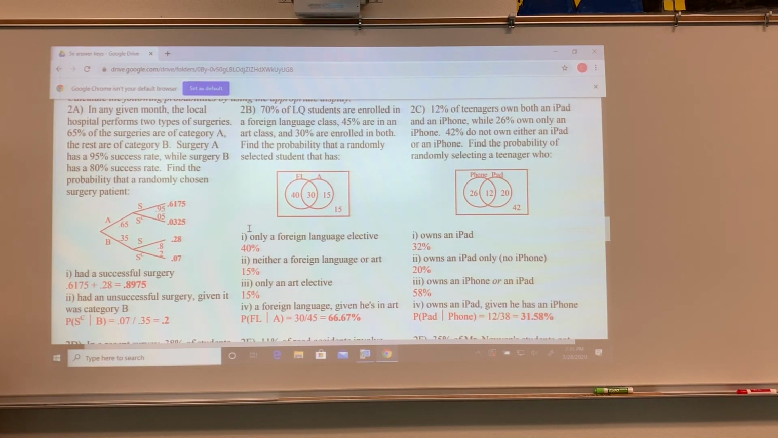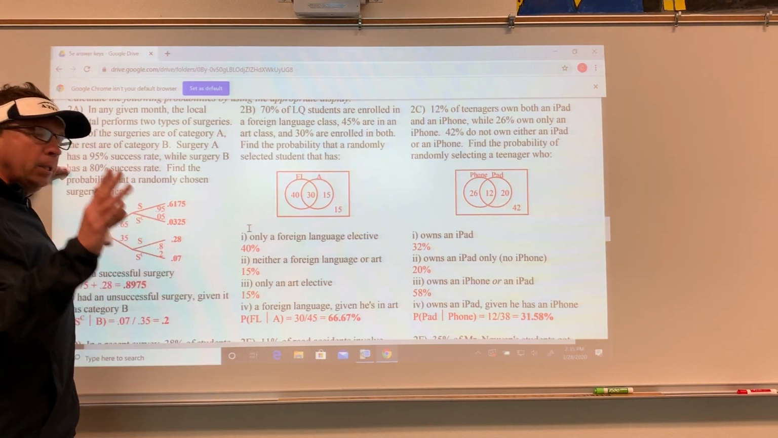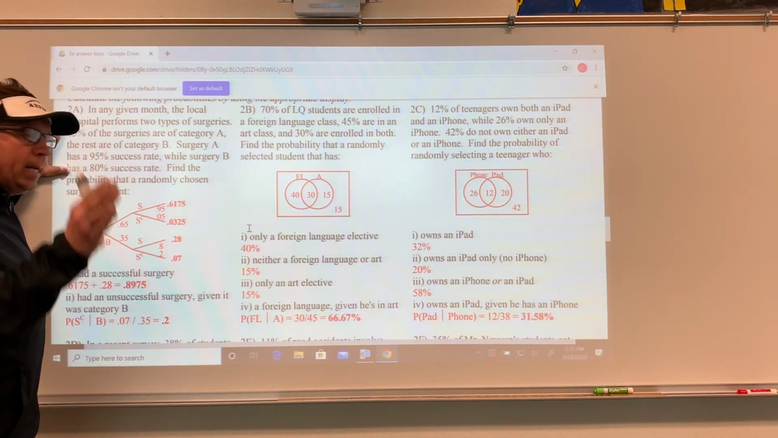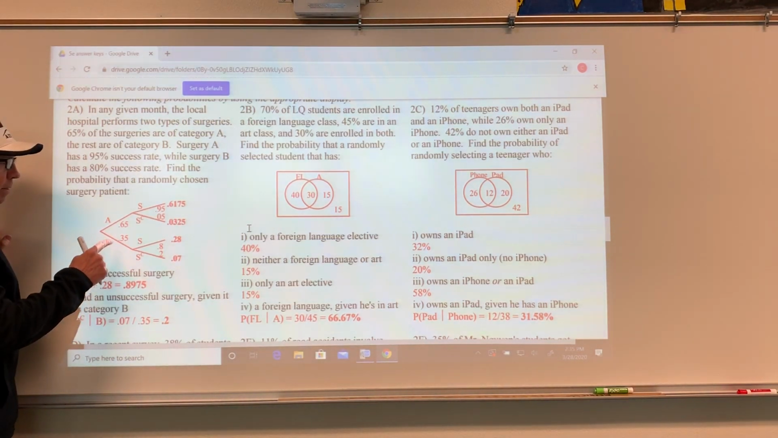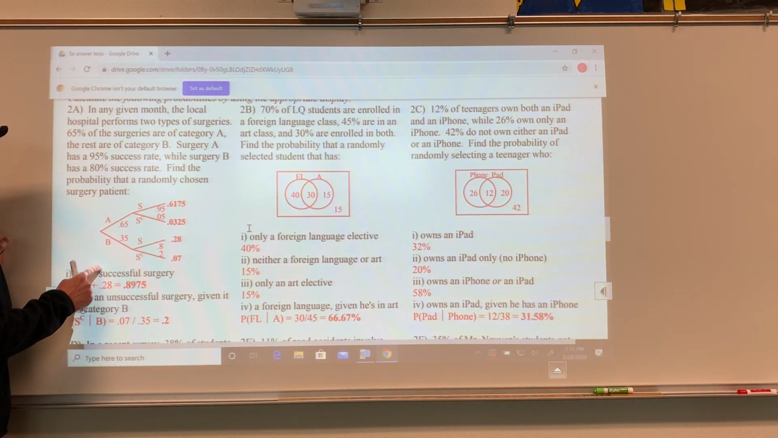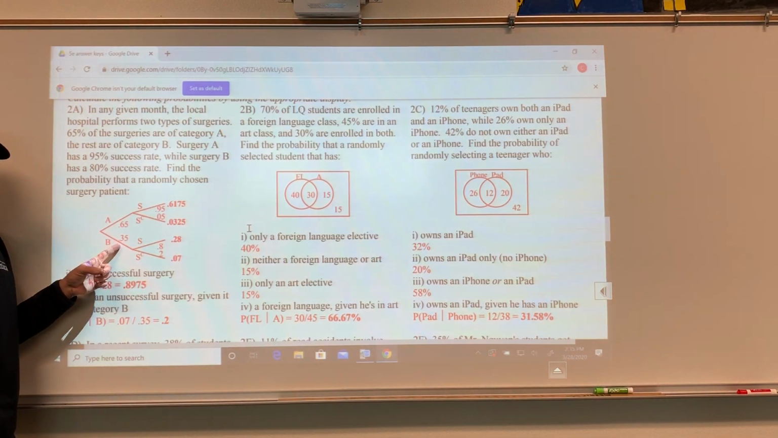Okay, so the first thing you should realize when you're doing this problem is it doesn't have the word both in it. So this problem is going to be a tree diagram. So when you do the tree diagram, the first thing you're going to write out, and these have to be complements, surgery A and surgery B. Notice these two numbers add to 1. So you got 65% and 35%.